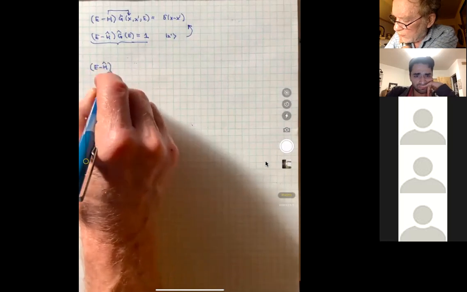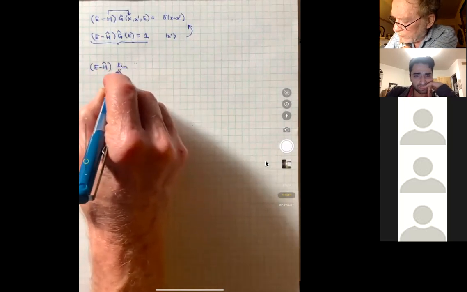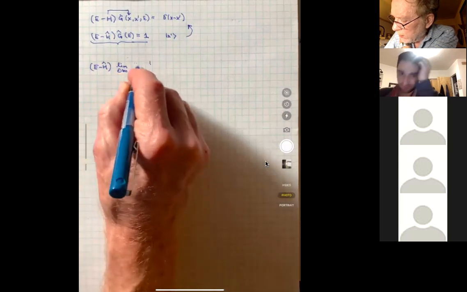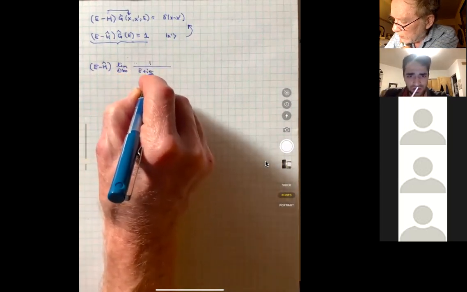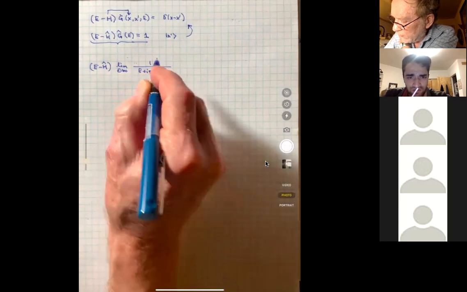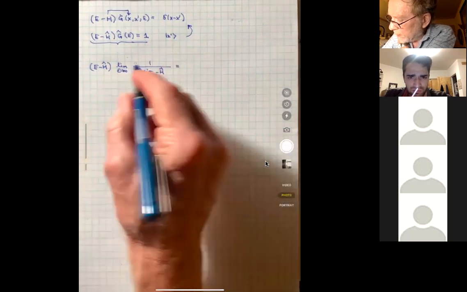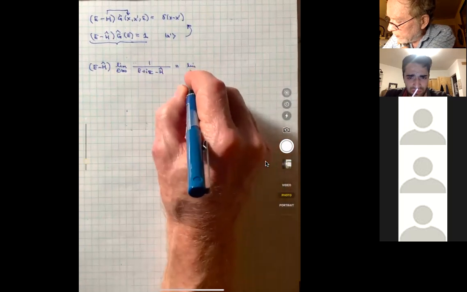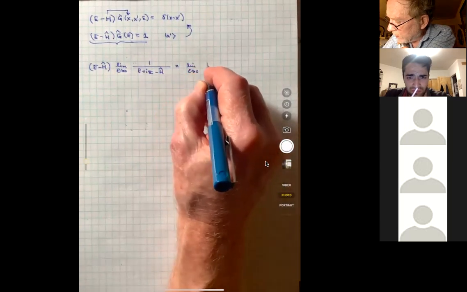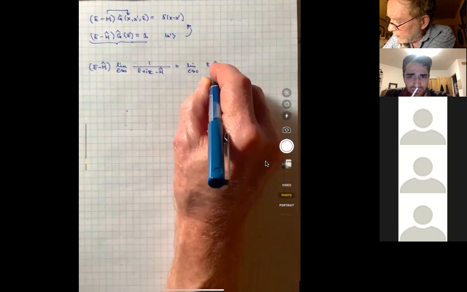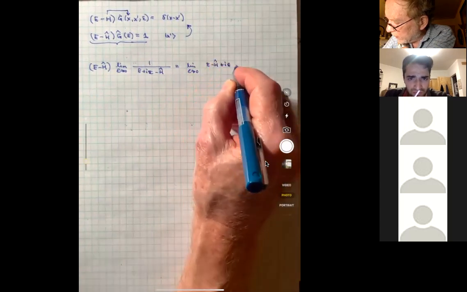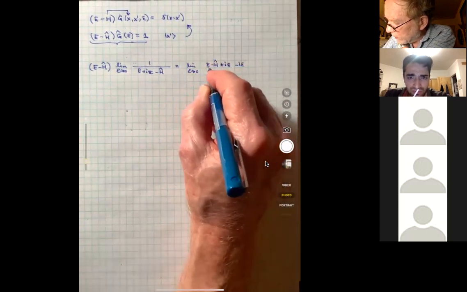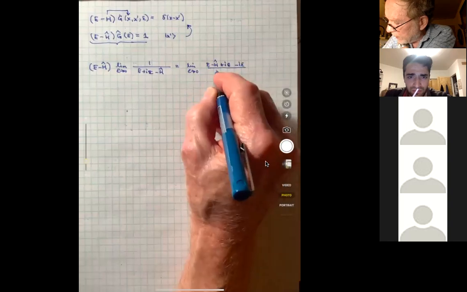So E minus H, we want to apply this to the limit as epsilon goes to zero of 1 over E plus i epsilon minus H hat. And I'll write it this way, bringing E minus H in as limit epsilon goes to zero of E minus H hat, and then I'll add i epsilon and subtract i epsilon like this, divided by E plus i epsilon minus H hat.